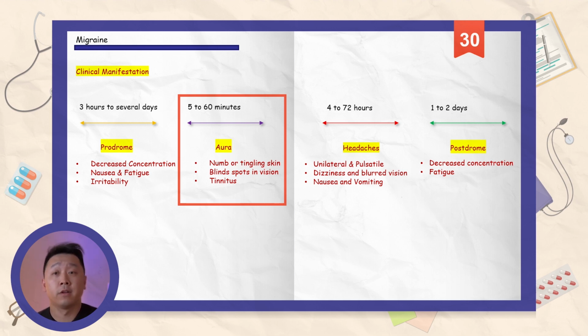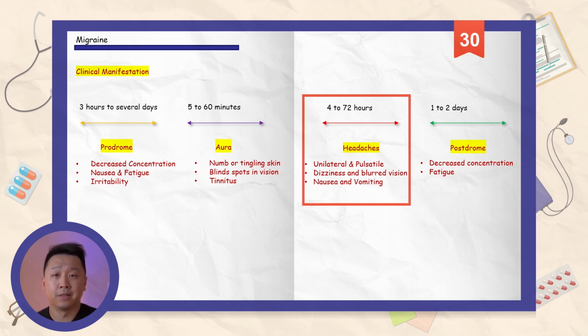The aura is a neurological phenomenon that involves temporary disturbances in vision, sensation, or speech. So common symptoms include numbness or tingling in the face or hands, flashing lights or blind spots, or even ringing in the ears, otherwise known as tinnitus. The next phase is the headache phase, and is what people associate migraines with.